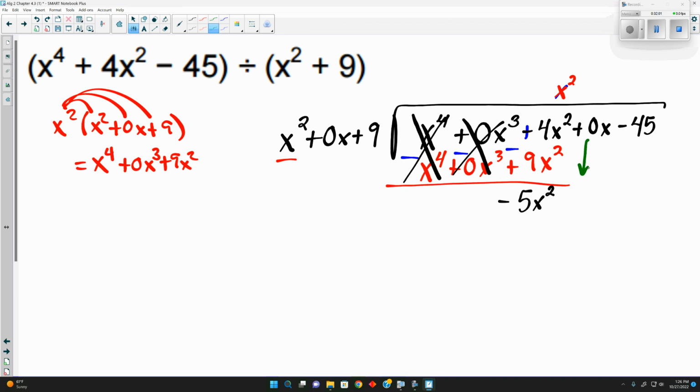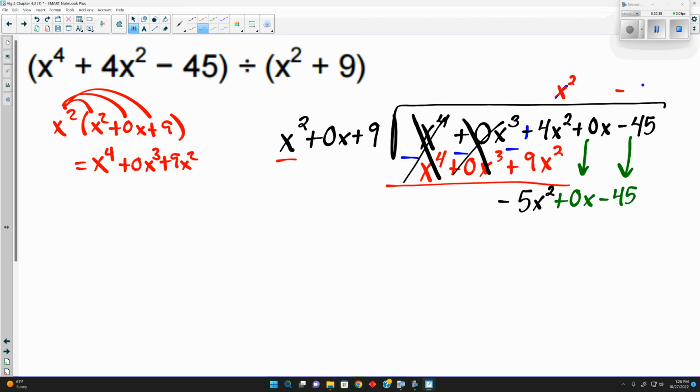We bring our next term down, which is plus 0x, yes? How many terms do I have down here now? 2. How many am I dividing by? 3, yes? Do I have enough? No. So what we can do is bring down the minus 45. If you remember back to doing long division, it's been a while since you've actually had to do long division because we can use calculators. If the number was too small, we had to bring another number down. That's all we're doing. And lastly, what times x is negative 5x squared?